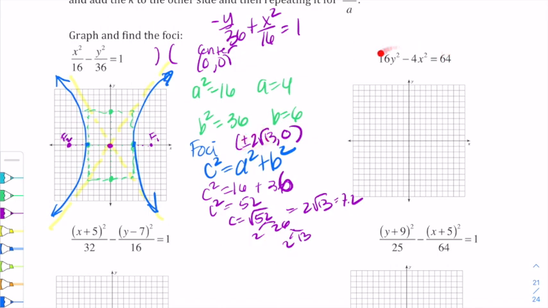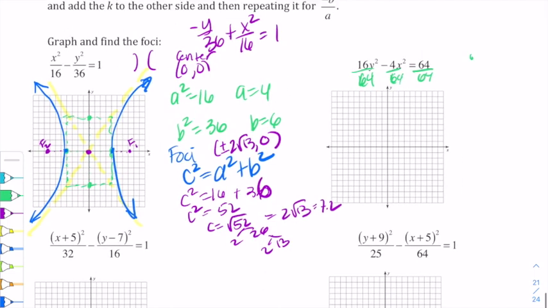Now, if we look at this one, we're subtracting, but nothing's being divided and it's not equal to 1. So in order to set it equal to 1, I'm going to divide by 64 on each one of these. So then this gives us y squared over, and then 16/64 reduces to 1/4, so over 4. And then 4/64 gives us 1/16, so x squared over 16 equals 1.